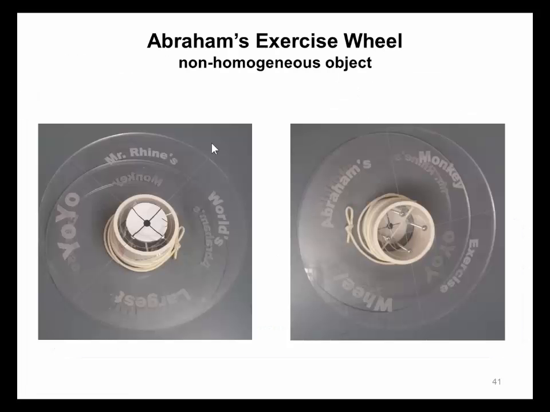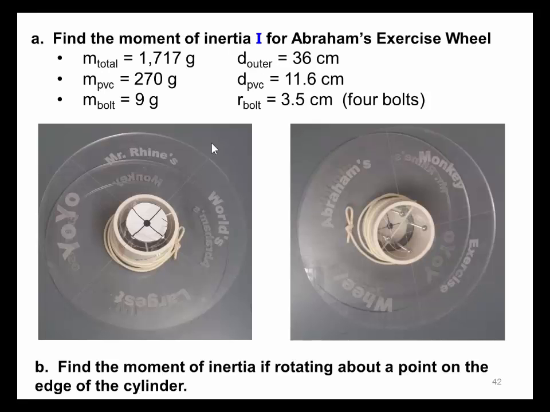I'm going to go through this process with Abraham's exercise wheel. This is a non-homogeneous object, so I'm going to come up with a general solution for a non-homogeneous object, and then I'll plug in the exact numbers for this that I calculated. And here are the numbers that you did for a homework assignment. And we disassembled this and took measurements. Of course, I'm a little bit suspicious about this 36 because I didn't put a decimal point after it, but let's assume it's 36.0, and let's assume everything's to 3 significant digits here.